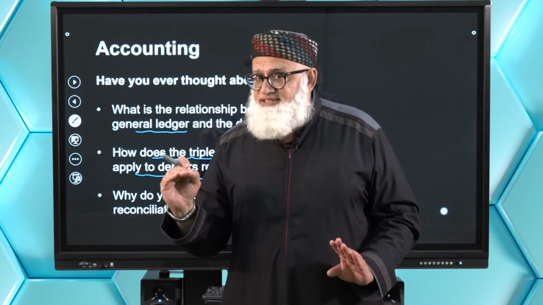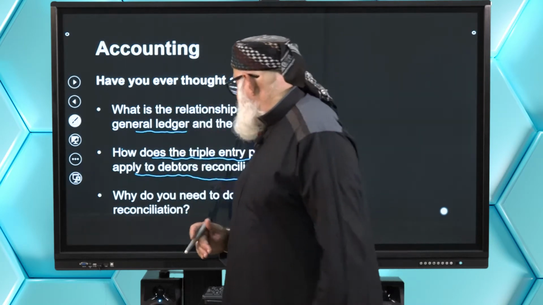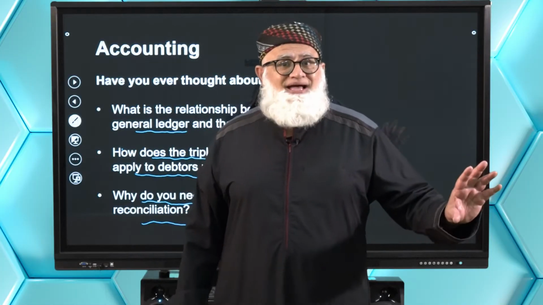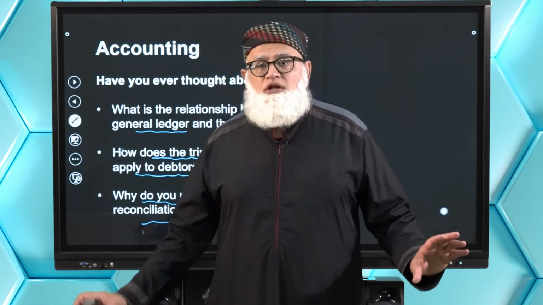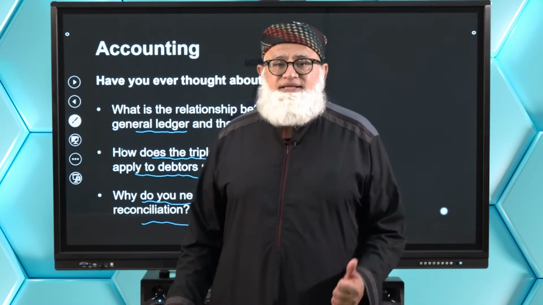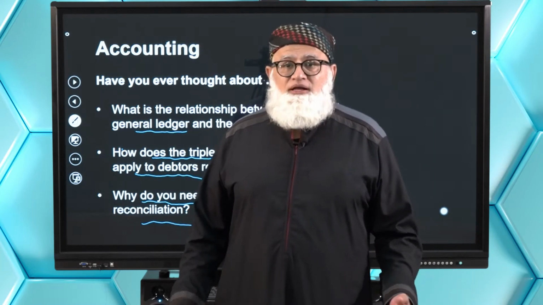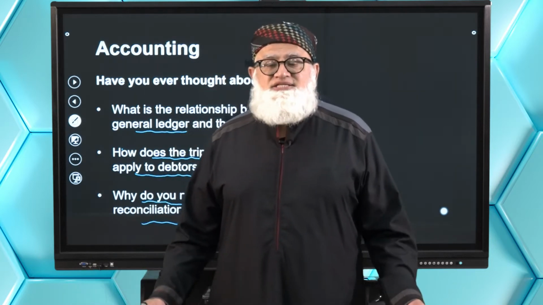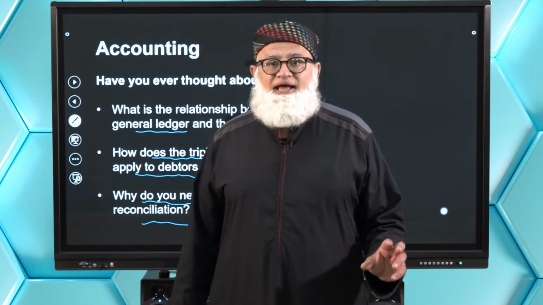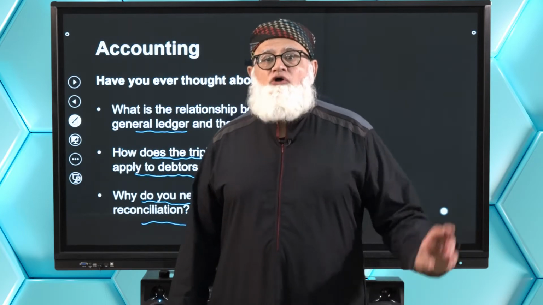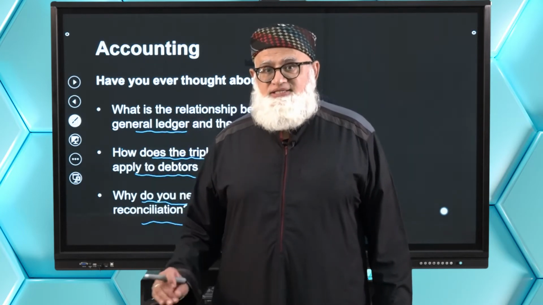So you have individual debtors in your debtors ledger. Why do you need to do a debtors reconciliation? Obviously, the debtors control account has to agree with the total of my debtors as they appear in the debtors ledger. There could be errors, there could be omissions, there could be fraud, and therefore, as part of internal control, we draw up a debtors reconciliation statement where we reconcile the debtors control account in the general ledger, which is a summary of my debtors ledger where the individual debtors appear.